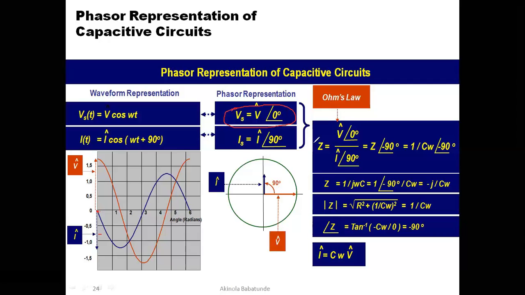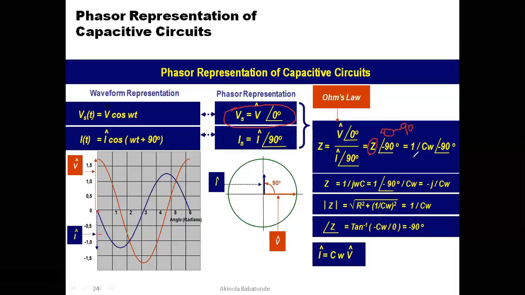So to find the impedance, it is just Vs over Is, and that gives us the following: V phase angle 0 divided by I phase angle 90, and then V over I is going to be Z, as you can see here. Then this becomes 0 minus 90, because when you are dividing angles, you subtract the angle at the denominator from the angle at the numerator, so you have 0 minus 90, and that gives us minus 90 degrees here. At the end of the day, this is going to be equal to 1 over CW, because we know our Z is 1 over CW. So this becomes 1 over CW with a phase angle of minus 90 degrees.